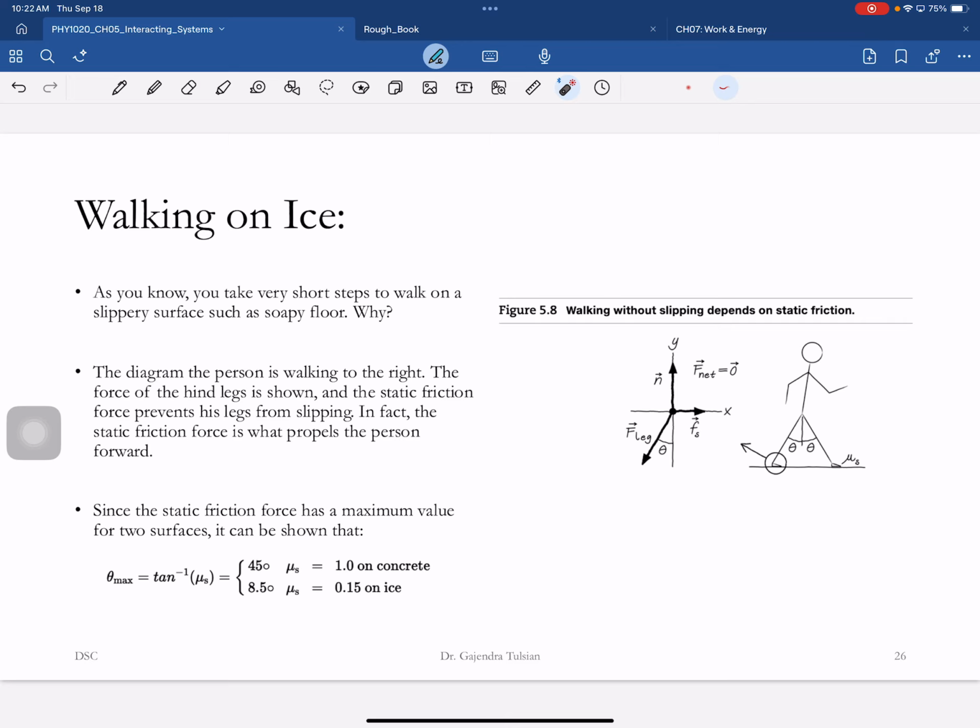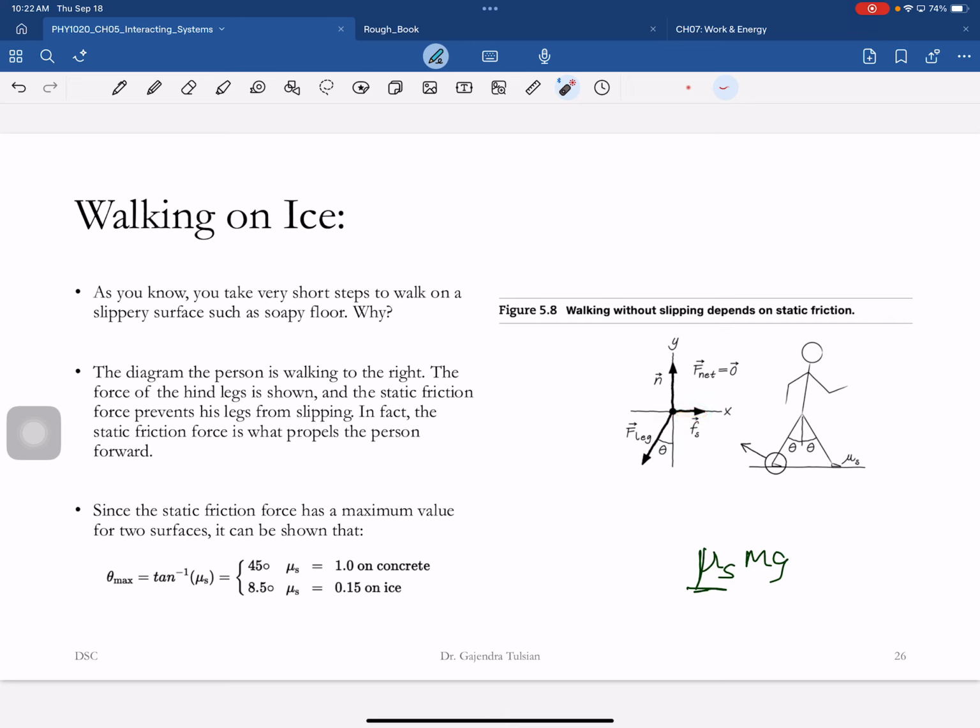Okay, so there's the force of friction. It's a static friction force, and the maximum value of that is small because the mu(s) for ice is small. When you're pushing down on the floor, this component of the force is being balanced by the static friction force. If you push with too large an angle, this won't be able to keep up and you would slip.